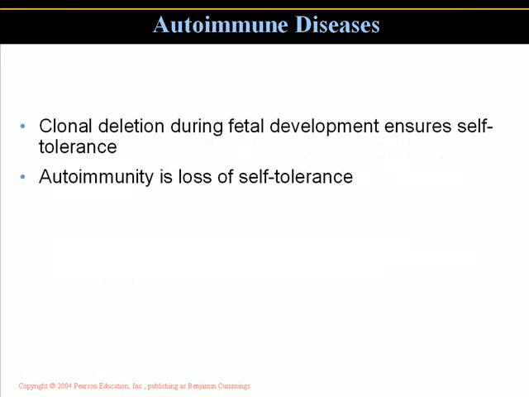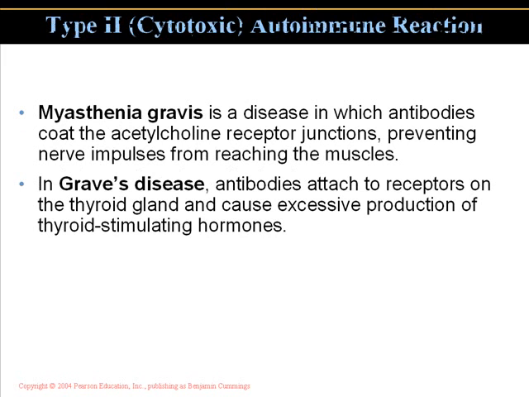Clonal deletion during fetal development ensures self-tolerance. Autoimmunity is the loss, again, of self-tolerance. A type 2 cytotoxic autoimmune reaction. Myasthenia gravis is a disease in which autoantibodies coat the acetylcholine receptor junction, preventing nerve impulses from reacting to the muscle. In Graves' disease, autoantibodies attach on receptors of the thyroid gland, and it causes an excessive production of thyroid-stimulating hormone.